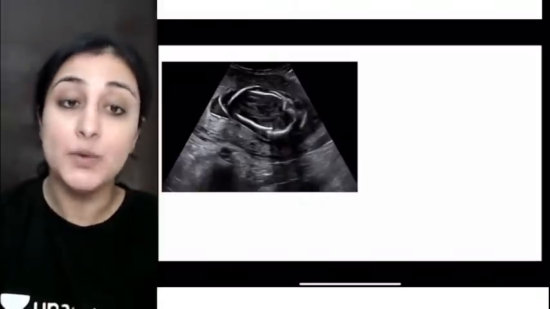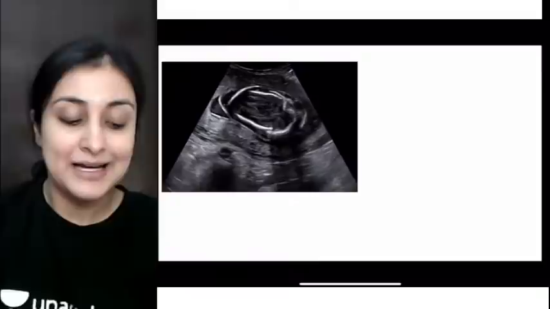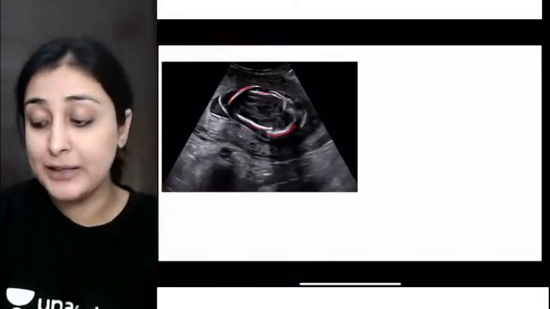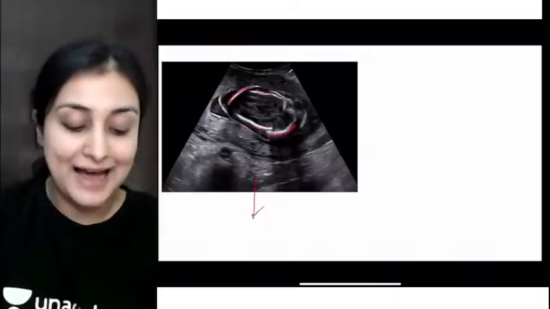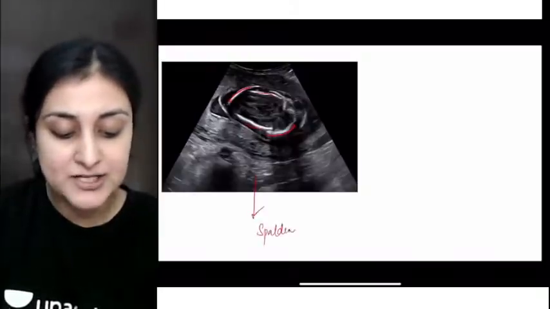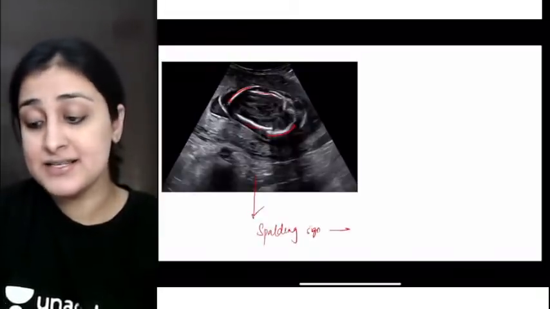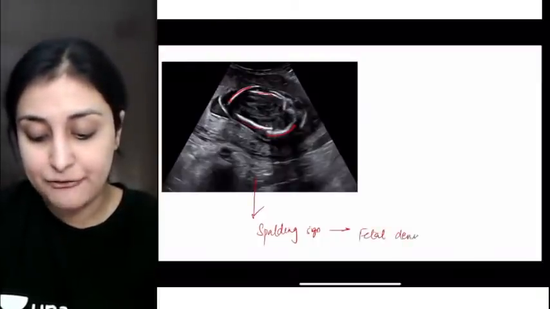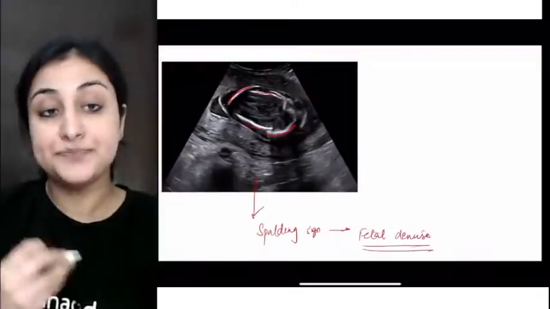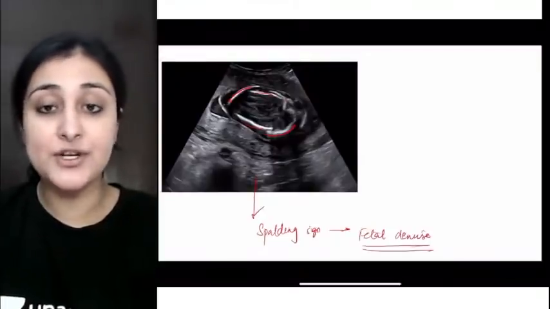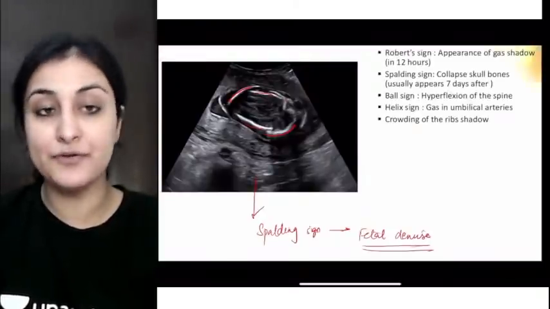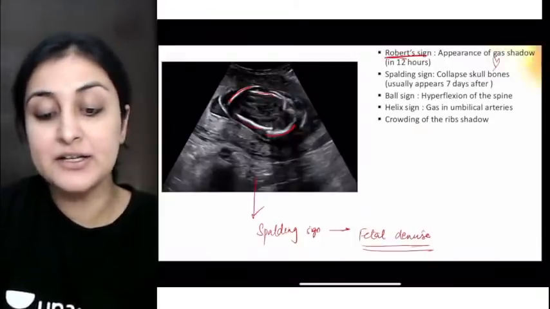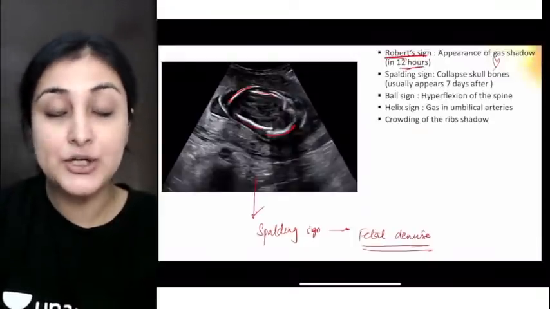Then this will happen. What is this? This you need to know for sure. Here you have the skull bones which are all overlapping. Can you see these white bones which are all overlapping here? That is the Spalding sign. And what does that indicate? That indicates a bad thing, which means that there is fetal demise, right? You have missed the fetal hydrops stage or whatever was the cause of fetal demise, and now there is fetal death. Among various other signs, you have Roberts sign wherein a gas shadow appears inside the heart, usually in 12 hours.